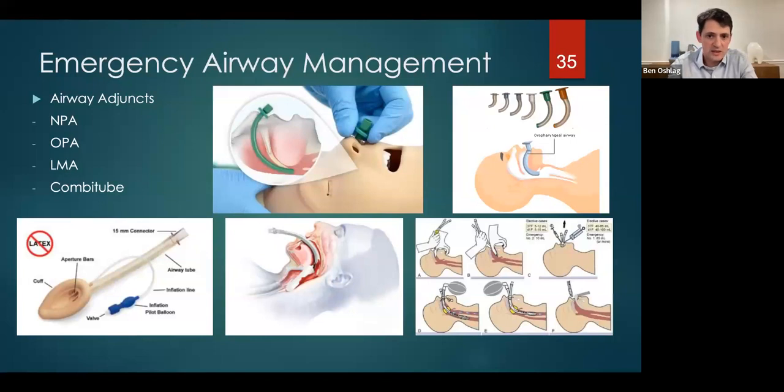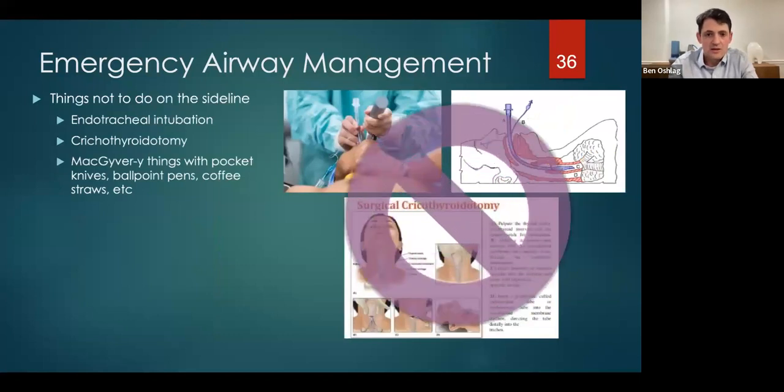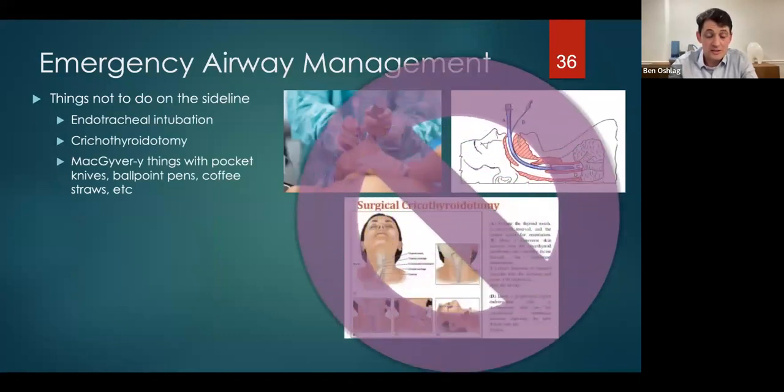If you don't have those, again, the most important thing is being able to create a good seal with a BVM and get them oxygenated that way. Don't do these things. Please don't try these things. Unless you are an airway physician at a game that has airway physicians, do not try to intubate someone. Again, if you can oxygenate them with a BVM, that is fine. They don't need to be intubated. They can be intubated at the hospital.